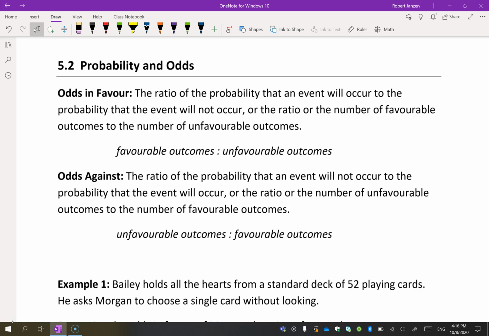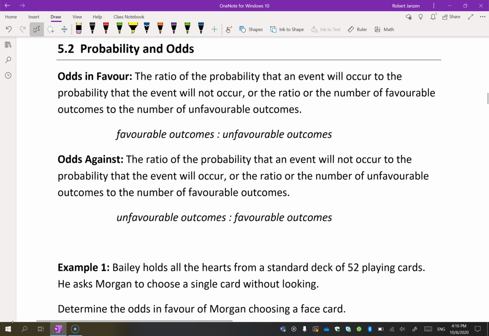Okay, in this lesson we'll look at a little bit of something called probability and odds. Let's talk about what it means to have the odds in favor. It is the ratio of the probability that an event will occur to the probability that it will not occur. In other words, the number of favorable outcomes compared to unfavorable outcomes. Odds against is the other way around.